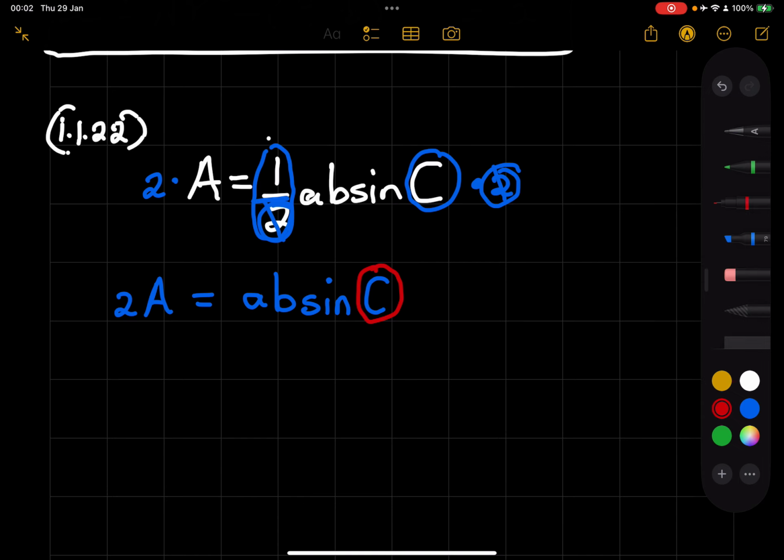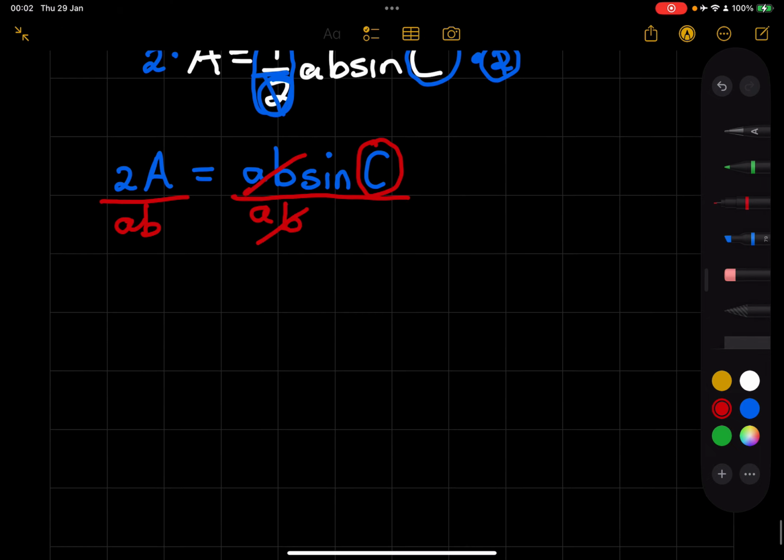All right, so we're still looking for that C. So a and b must go. A and b must go, so I'm going to divide by ab on both sides, and this will cancel that. And then on the left we have 2A over ab is equal to sine C.